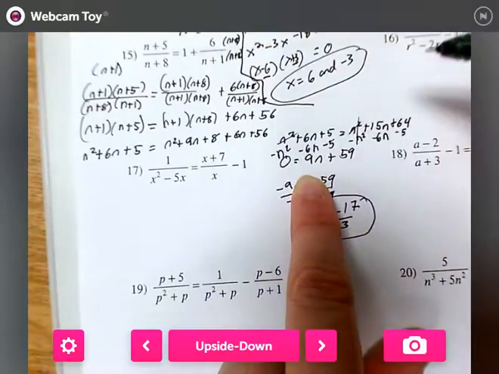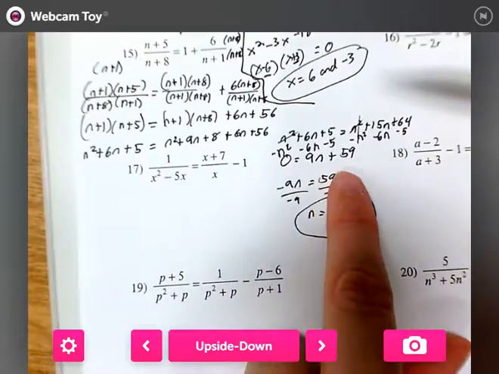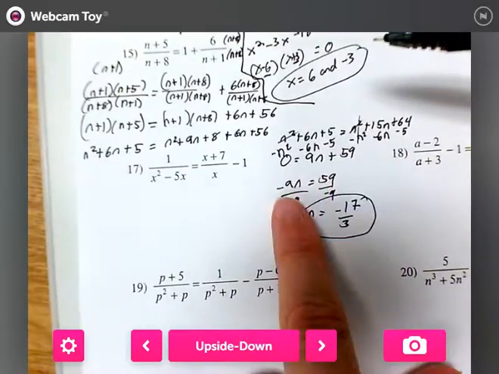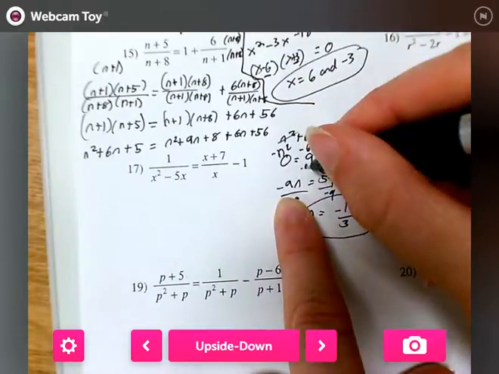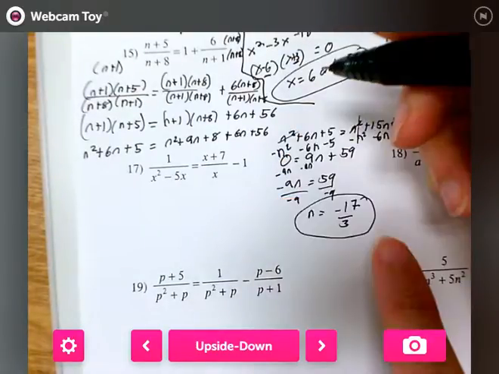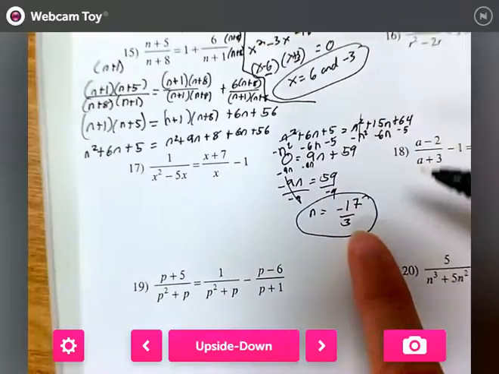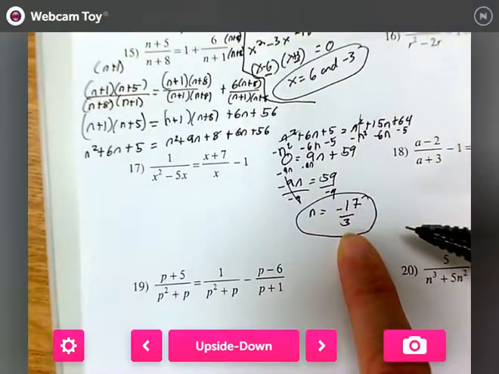So, I get 9n plus 59. Okay, I subtract 9n from both sides. I divided everything by negative 9, and I got negative 17 over 3.